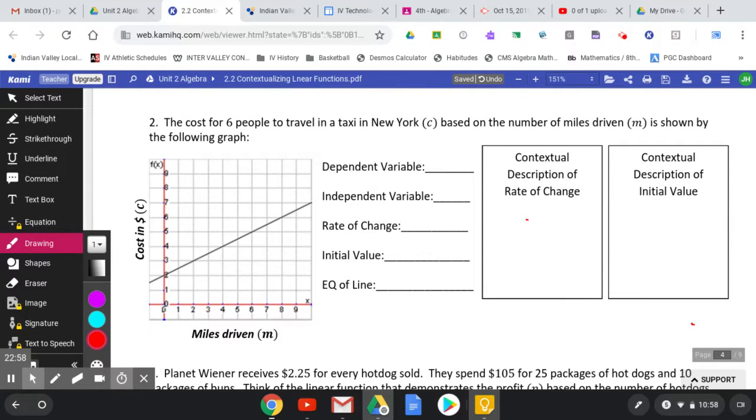All right, so let's look at number 2. The first one, we had an equation. And that was pretty easy to find the stuff. This one, we don't have an equation, but we do have a graph. So the cost of 6 people to travel in a taxi in New York City, based on the number of miles driven, is shown by the following graph. Let's start it off. What's our dependent variable? Cost. How do you know that? Right there it says based.